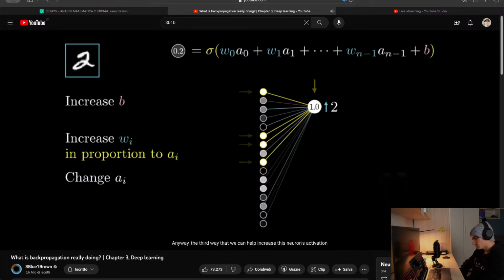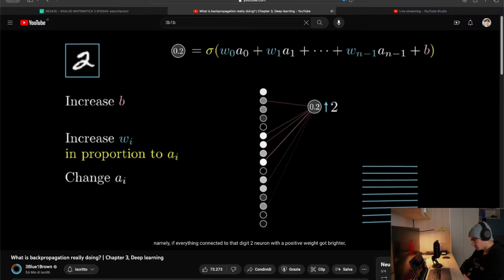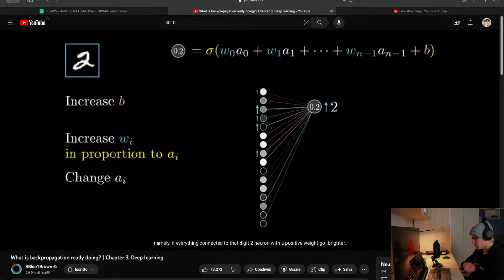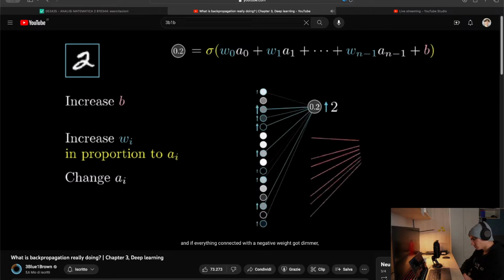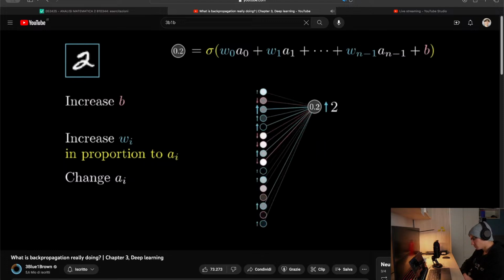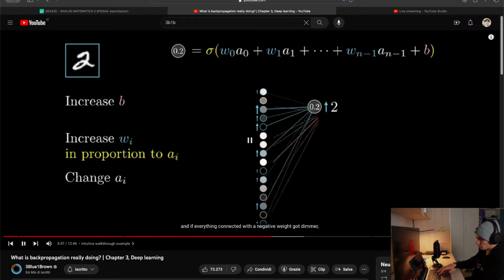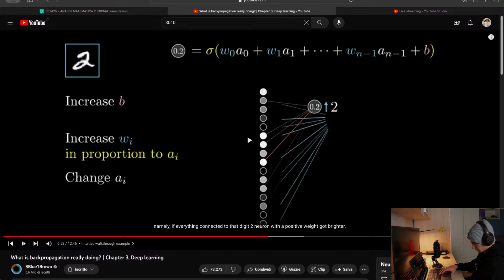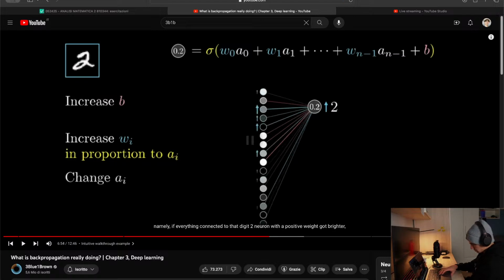Anyway, the third way that we can help increase this neuron's activation is by changing all the activations in the previous layer. Namely, if everything connected to that digit 2 neuron with a positive weight got brighter, and if everything connected with a negative weight got dimmer, then that digit 2 neuron would become more active. Let's go over that again: if everything connected with a positive weight got brighter.